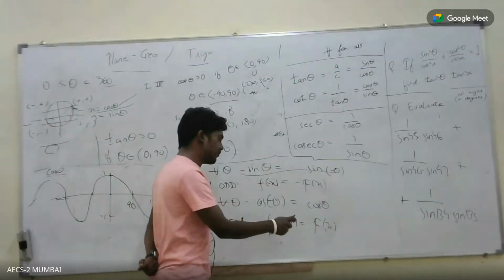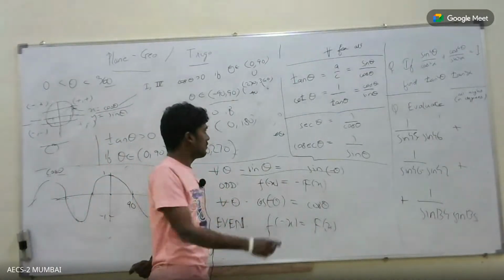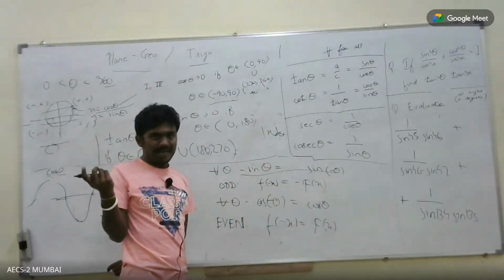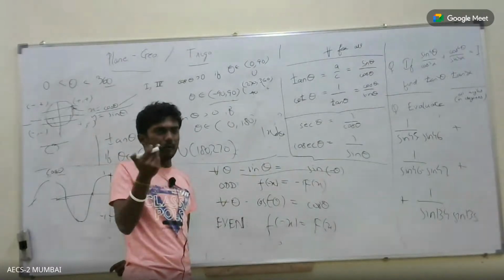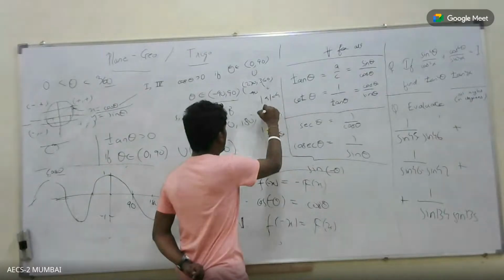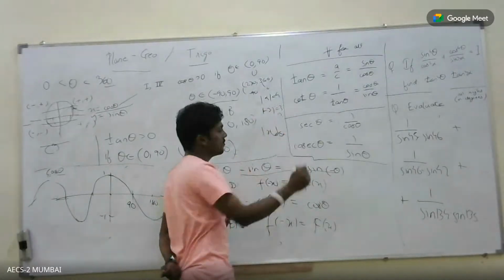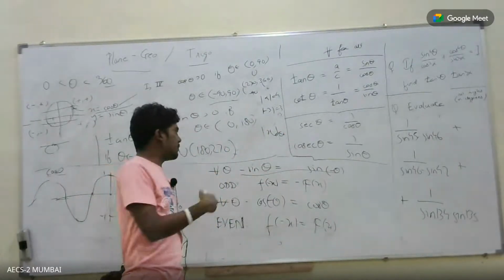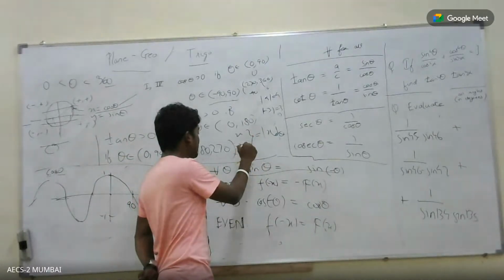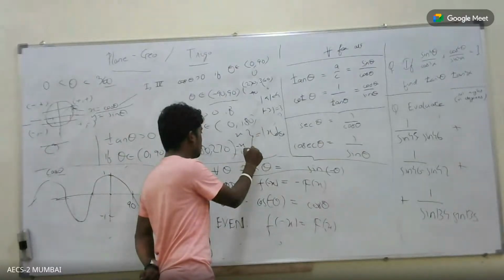You all know what the modulus function is? Mod of x is basically the absolute value, that is the positive quantity of it. For example, mod of 4 is equal to 4, mod of minus 3 is equal to 3. Cool? This is basically defined as equal to x if x is positive and minus x if x is negative. Alright?